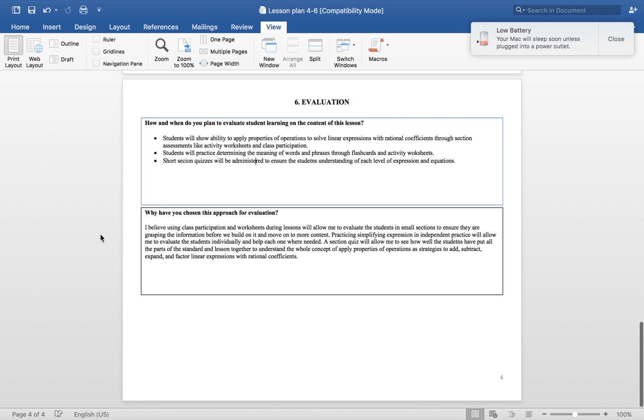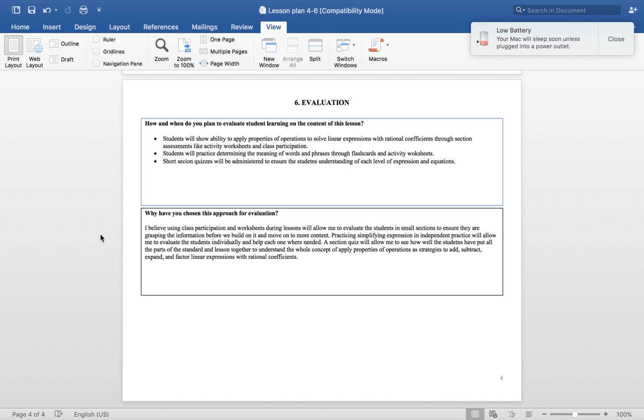I've chosen this approach for evaluation. I believe using class participation and worksheets during lessons will allow me to evaluate my students in small sections to make sure they are grasping the information before we build on it and move on to more content. And practicing simplifying expressions in their independent practice will allow me to know for sure that they are learning it, and if not, then helping the students individually where they need.